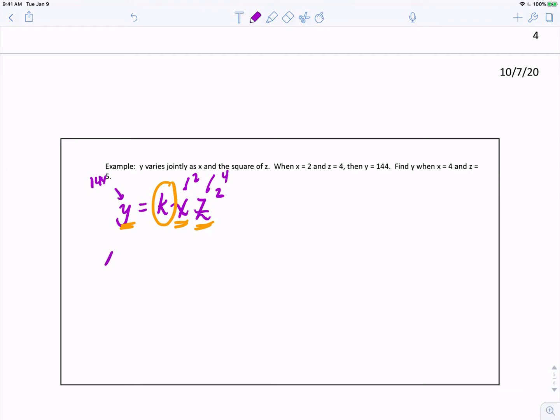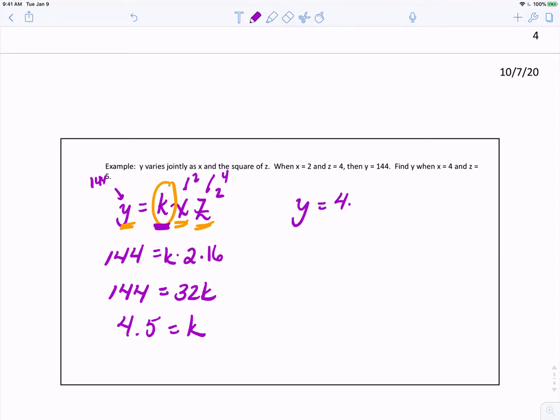So let's put that in. 144 is equal to 2 times 4 squared, which is 16, times k. In other words, 144 is equal to 32k. Let's see what 144 divided by 32 is. That's 4.5, so k is equal to 4.5. All we do in the next step is put 4.5 in for k, nothing else. So y is equal to 4.5 times x times z squared.